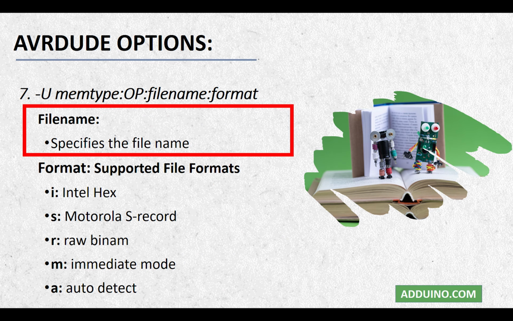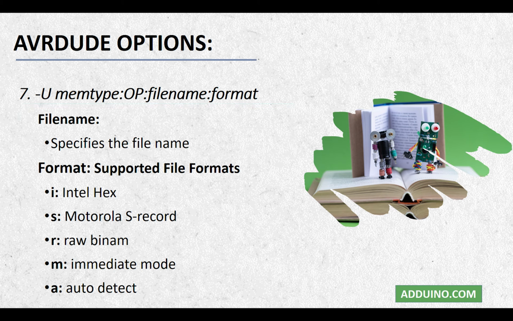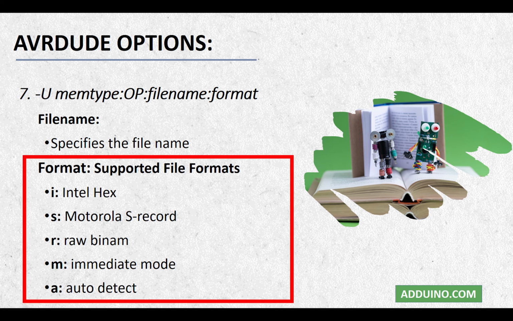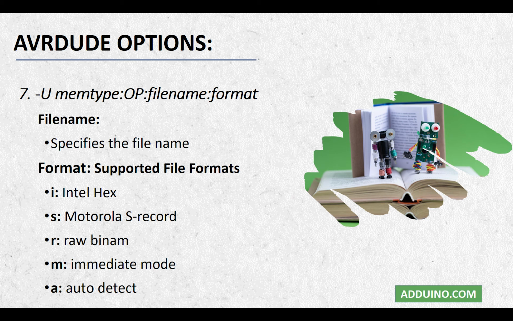The file name parameter specifies the name of the file to read from or write to. You should also specify the extension of the file along with the file name. The format parameter is optional and it specifies the format of the file. Possible values for this parameter are i, s, r, and a. The details of each of these formats are provided in the slide. The Intel hex format is the most popular and is commonly used among them.